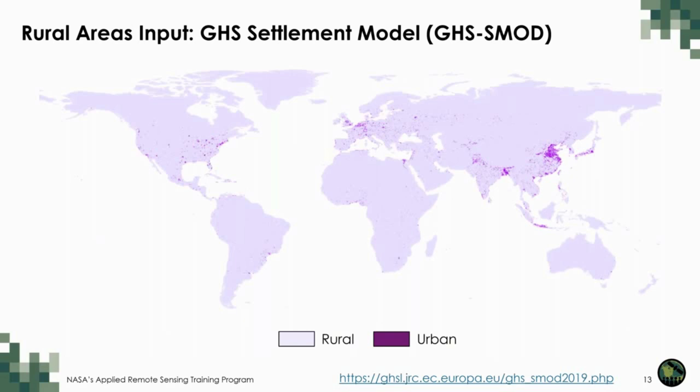The Global Human Settlement Layer Settlement Model, or GHS-SMOD, is the source of our rural areas input. The model is based on population density counts from GHS-POP and satellite-derived built-up areas, and provides a standard definition of rural areas across countries. This is important because the criteria used to define urban and rural areas can vary greatly by country and impact cross-country comparisons based on those definitions.